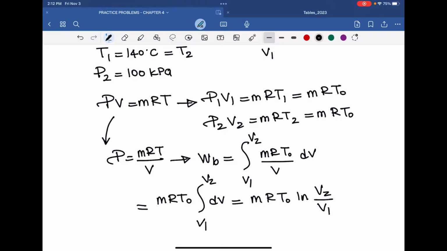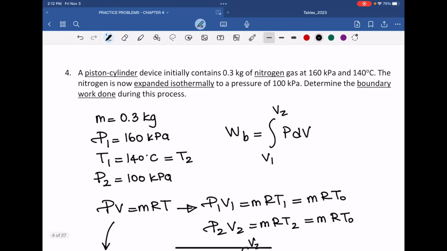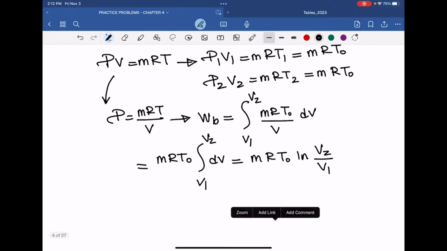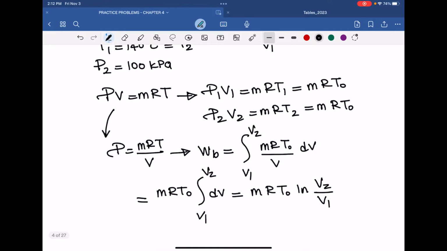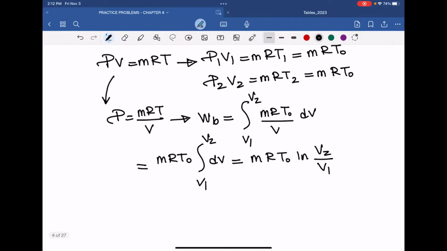Okay, so they actually tell us the mass, R we can find, and they also tell us T naught, which is 140, but remember to use Kelvin in the ideal gas equation. They also give us the volumes. I mean, they don't directly give us, but it is something you can calculate from the ideal gas equation. And also you can remember from what we learned in the classroom. Let's repeat it here also.